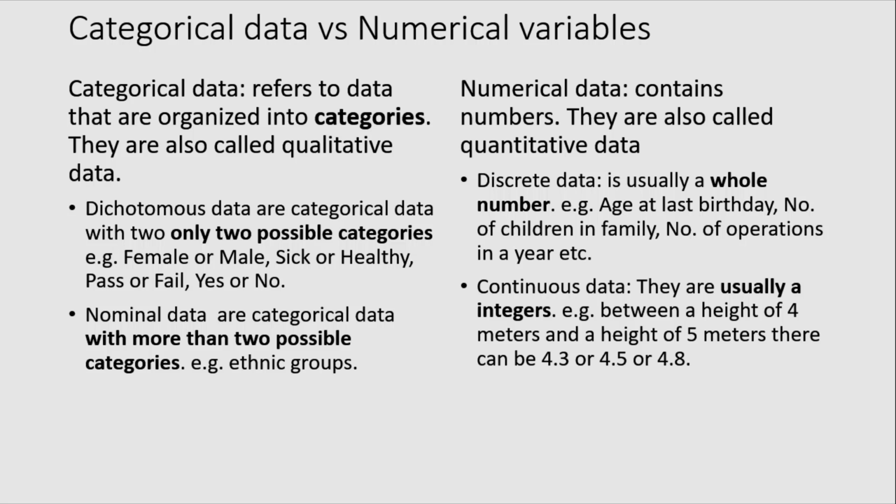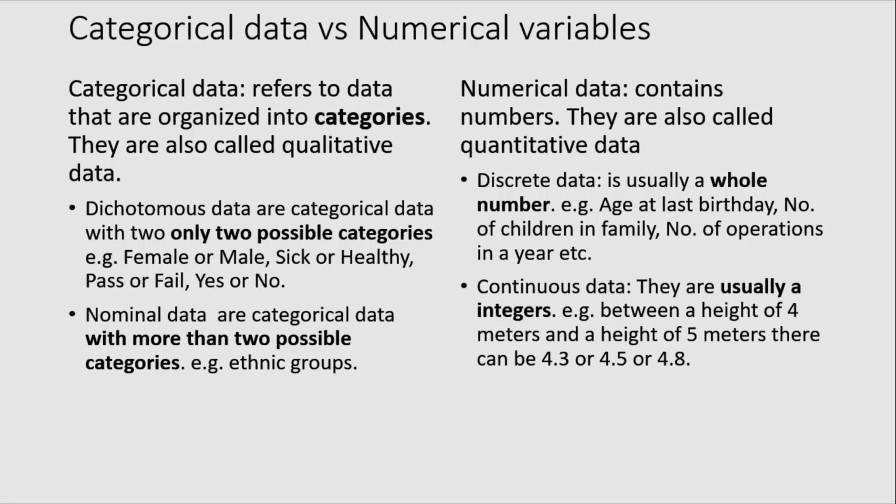So under categorical data, we have dichotomous data. This is when there are only two categories in that variable, it is either yes or no, you're a male or you're a female, or maybe in an examination, you passed or you failed. There is no in between, just two categories.